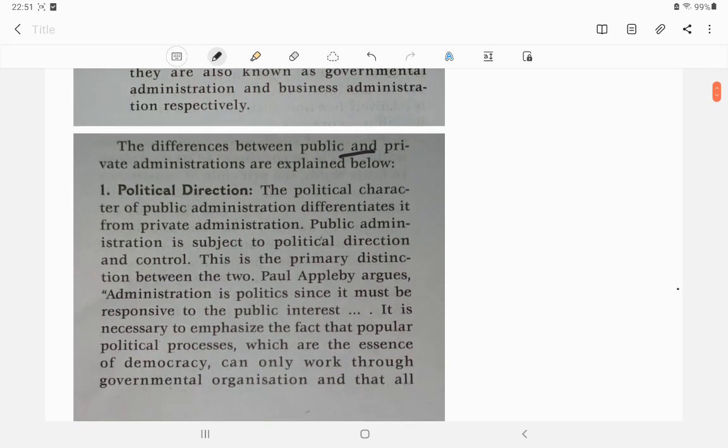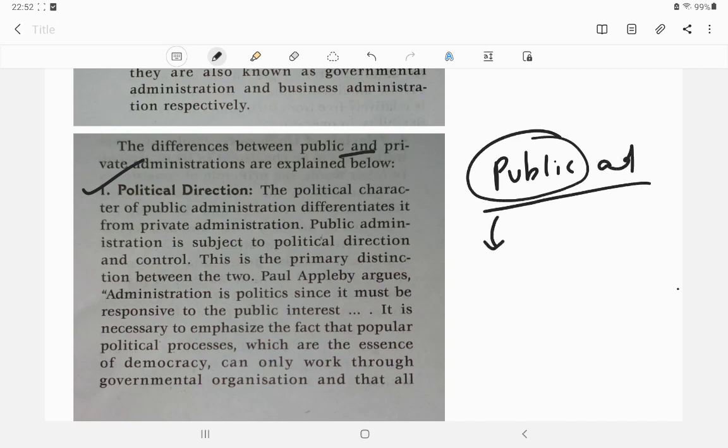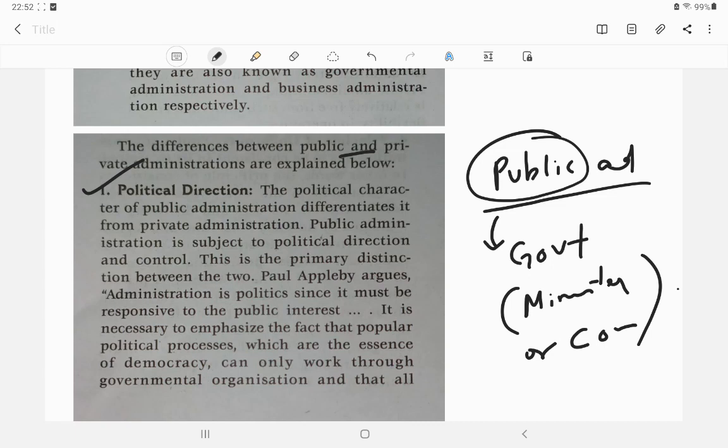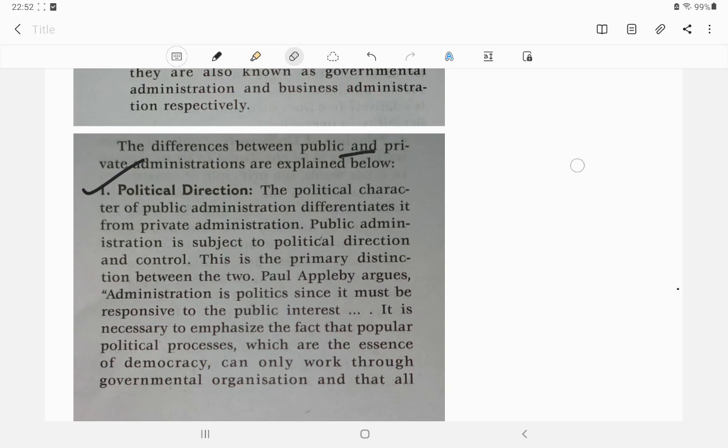The first difference is the political direction. Political direction in the sense like public administration. Public administration itu since public run kore, so it refers to the government. Our government do ki kum run kore, that is the ministers or the council of ministers. So they are under the political control. However, private administration, private kando kun la under divine, they do as they will. The first, the political direction.